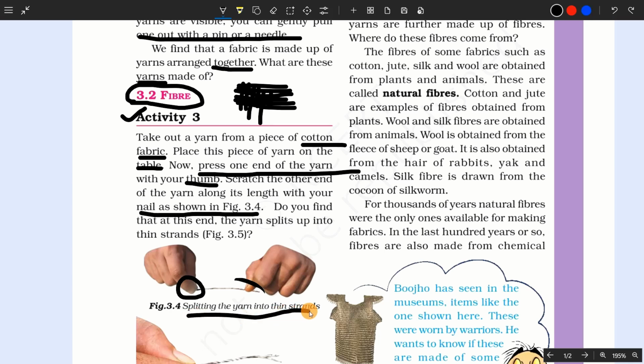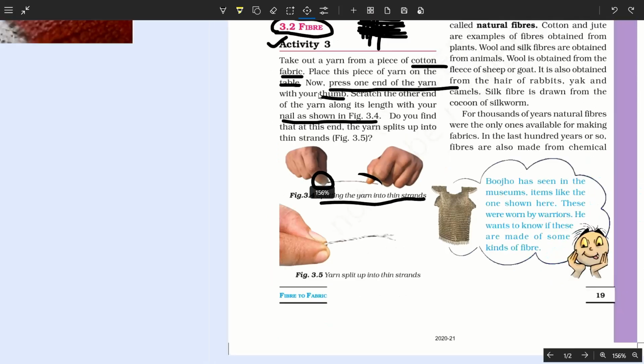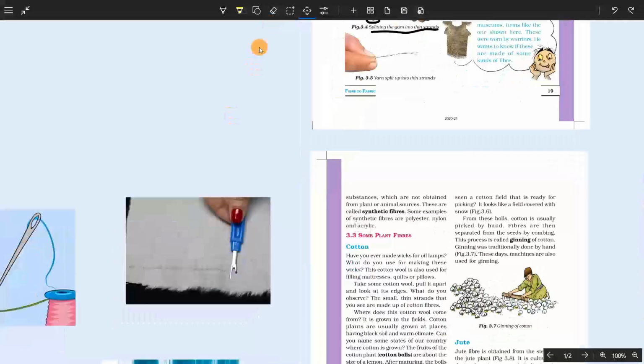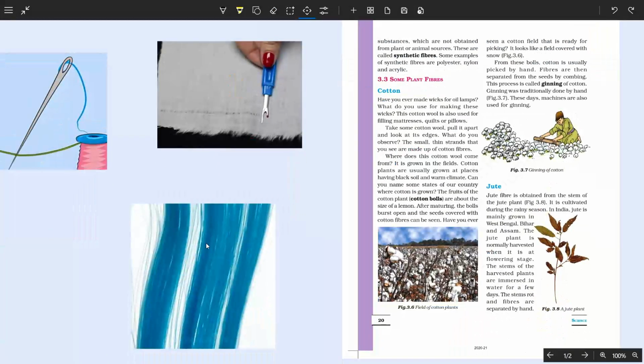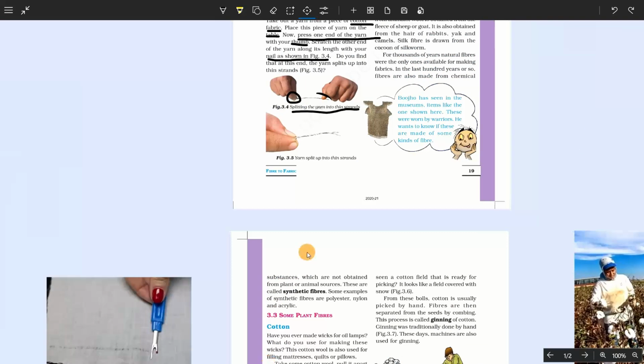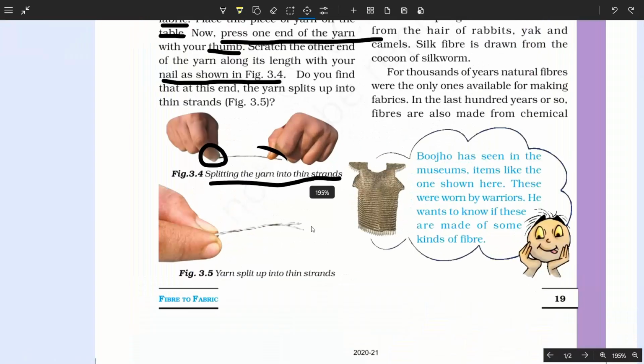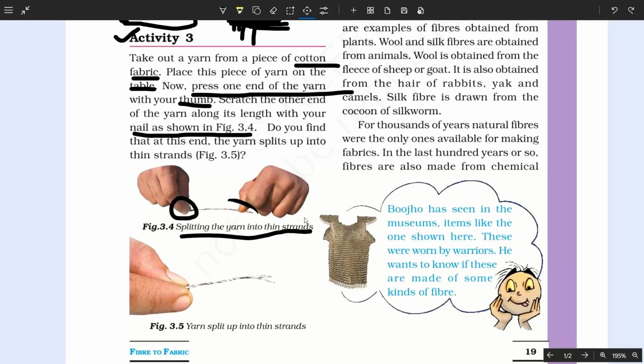Splitting the yarn into strands. Strands means what I have shown here. I will show you. This is the strands, what we are getting. These are the strands that we get after pulling.